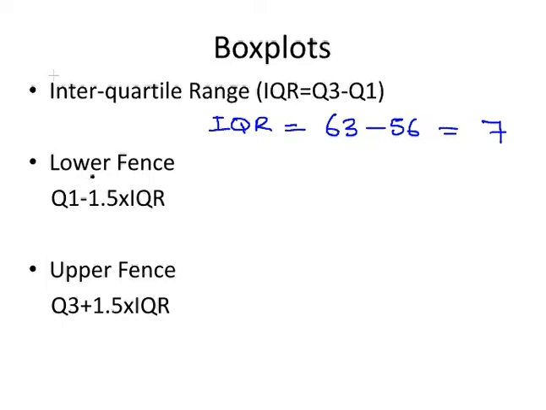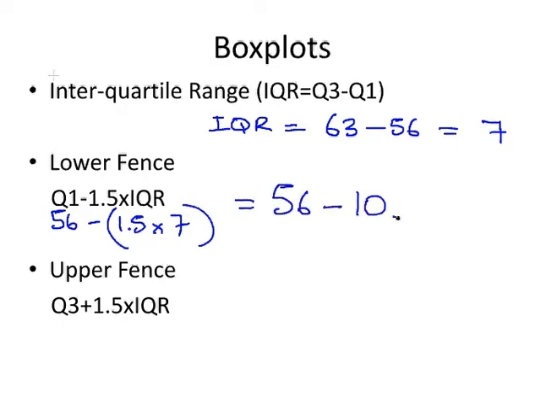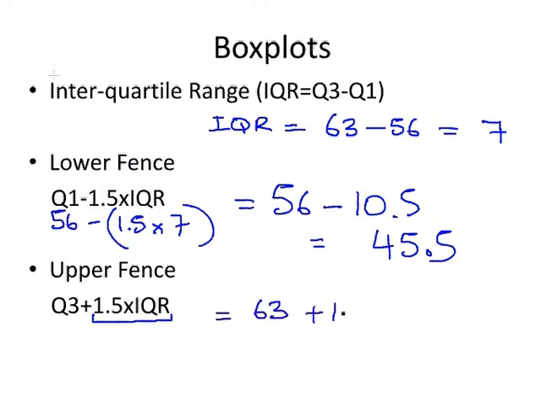Now, also what we have to compute is this value called the lower fence, and it's determined as Q1 minus 1.5 times IQR, which is 7. So that is 56 minus 10.5, and that is 45.5. The upper fence is computed in a similar way. We would use this value again, 10.5. So it is equal to 63 plus 10.5, and that's equal to 73.5. Okay, so we have the upper and lower fence sorted out.